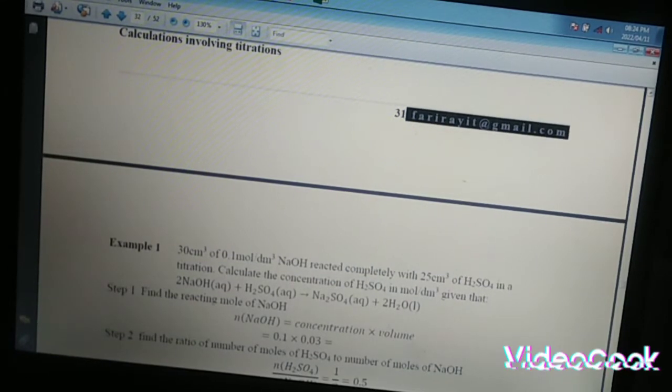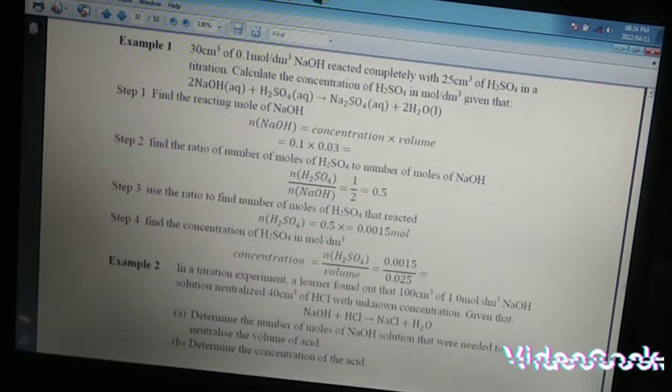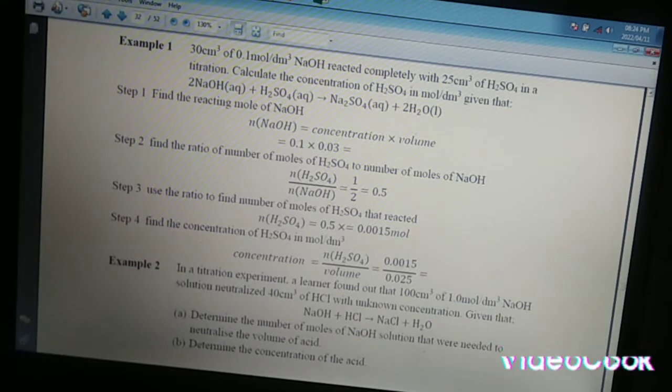We are looking at our final step on acids and bases. We are just looking at calculations involving titrations, right? Remember we said a titration, we have a known concentration, a known volume, or a known number of moles of one substance, and we want to find out for the other substance.